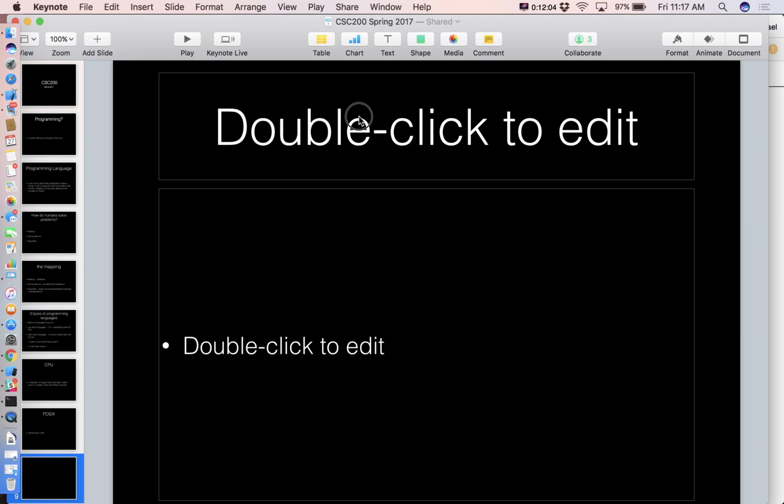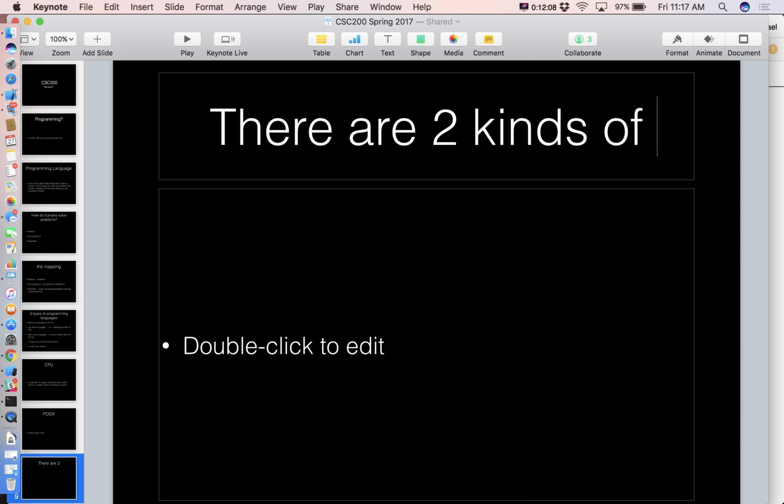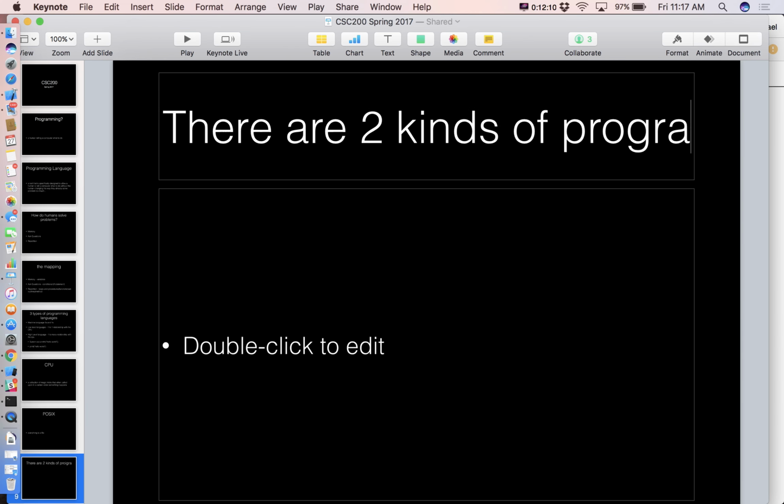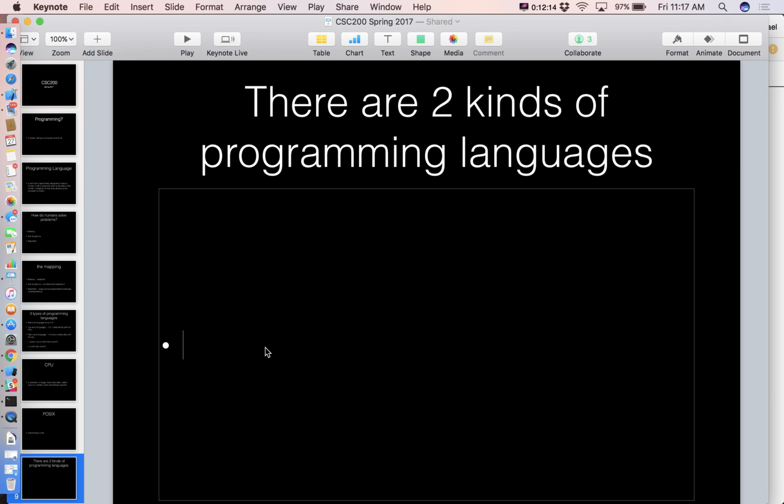So let's talk about it from this direction. There are two kinds of programming languages. We have interpreted and we have compiled. All right, how many of you have ever heard of a compiler as it relates to programming? Okay. Okay, anybody know what a compiler is? Take a stab at it.